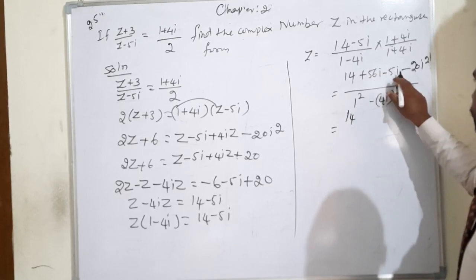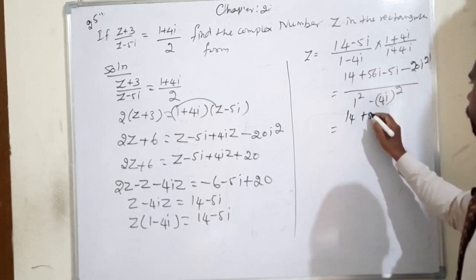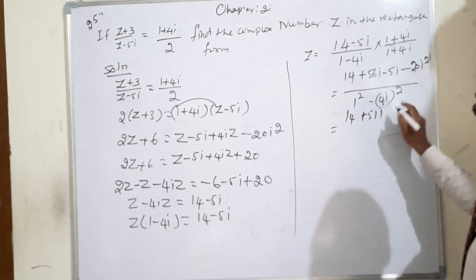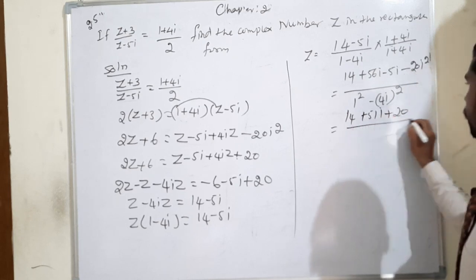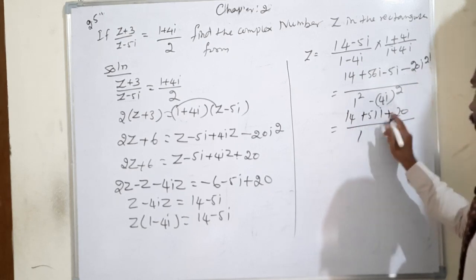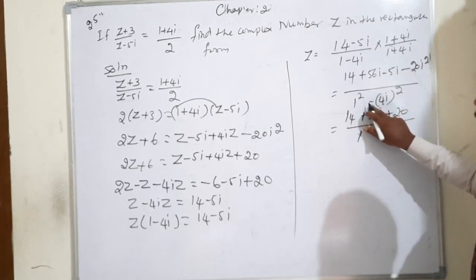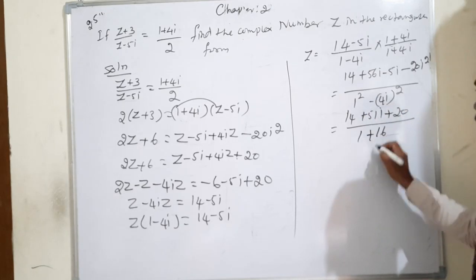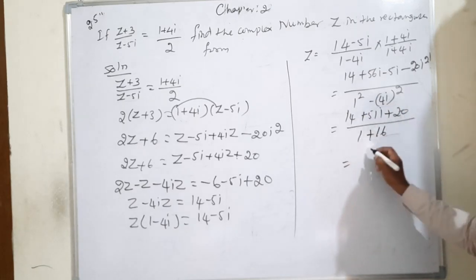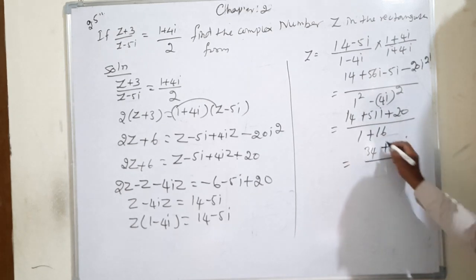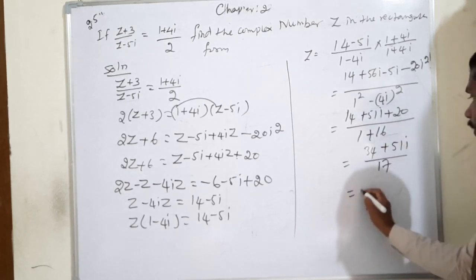Therefore, 14 plus 56i minus 5i means plus 51i. There, i square means minus 1. We have a common minus, therefore positive 20. Divided by 1, listen very carefully, 4 square means 16, i square means minus 1, we have a common minus, therefore we can write positive 16. Again, 14 plus 20 is equal to 34, plus 51i, divided by 16 plus 1, which is 17.